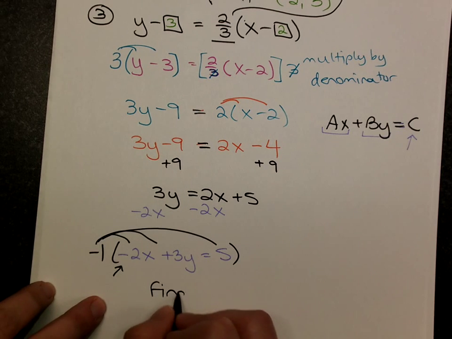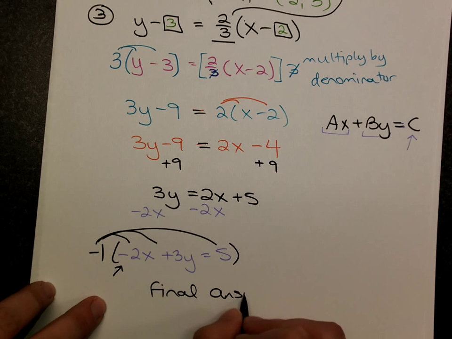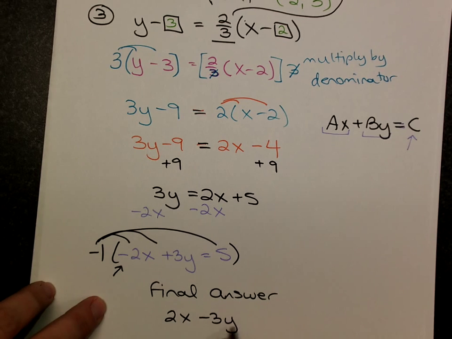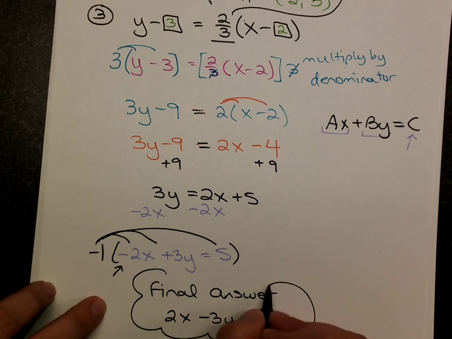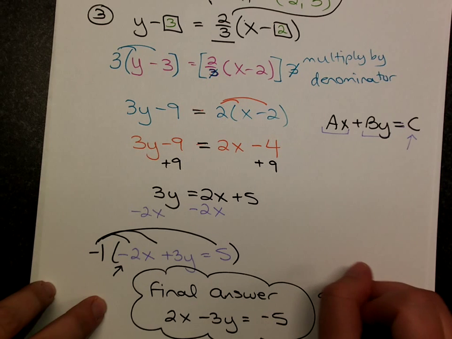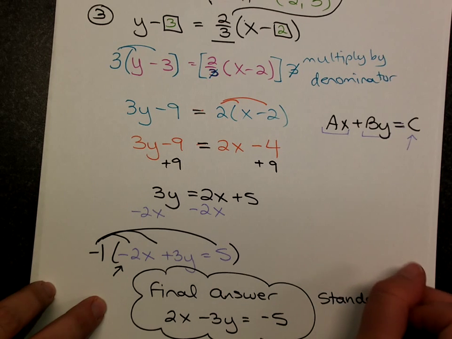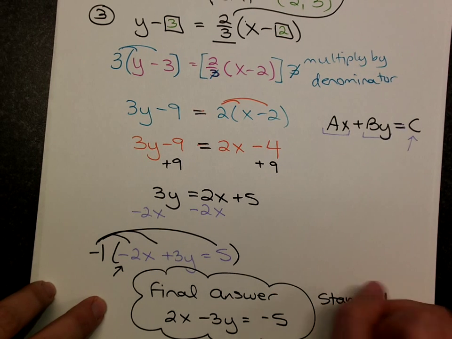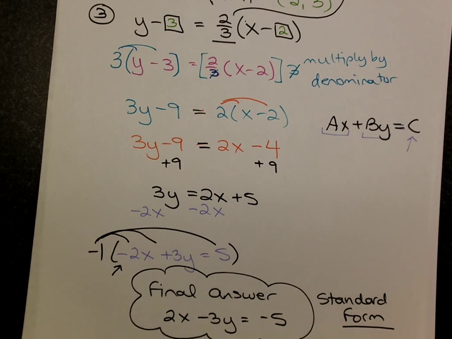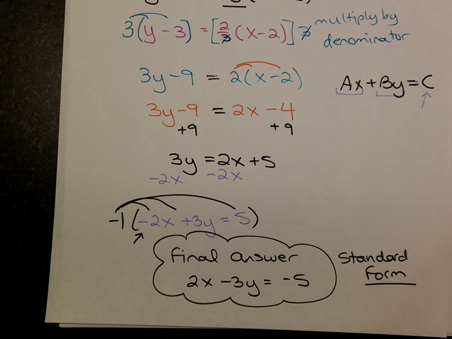And my final answer is positive 2x minus 3y equals negative 5. And that's what it looks like in standard form. So you have to read the directions and make sure, do I need slope-intercept or do I need standard form? It will tell you in the directions how it wants your answer.